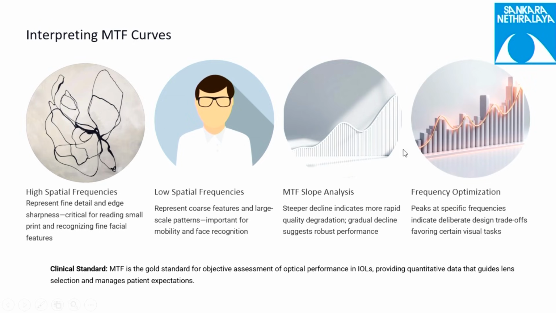MTF slope. How steep an MTF slope is going to tell us whether there's going to be a rapid deterioration of vision, whereas if there's a gradual decline, that shows there is a much better performance of that IOL.